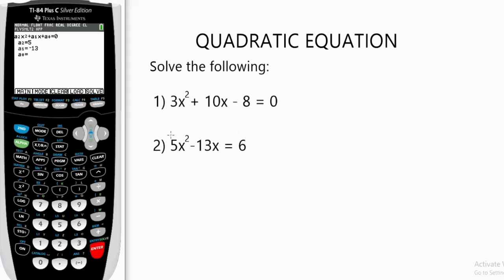So what we have here now for this equation is 5x squared minus 13x minus 6 equals 0. So the constant is what? Minus 6. Press this and press 6. So that's it. Press this graph button to solve it to get the roots of the equation. Alright, so we have x1 to be 3 and x2 to be negative 2 over 5.